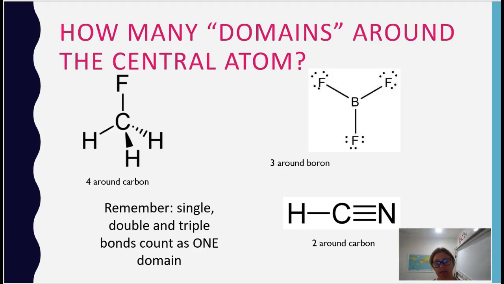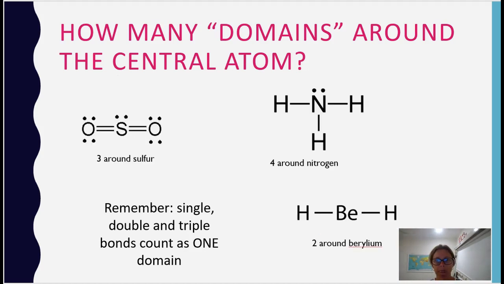So let's have a look at this atom here. We've got a carbon central atom, 3 hydrogens around the bottom, and a fluorine at the top. How many domains is there? Every bond is a domain. So in this case, there are 4 domains. In the case of boron, again, 1, 2, and 3 domains. Carbon, 1 and 2. It doesn't matter if it's a single, double, or triple bond, it is considered one domain.